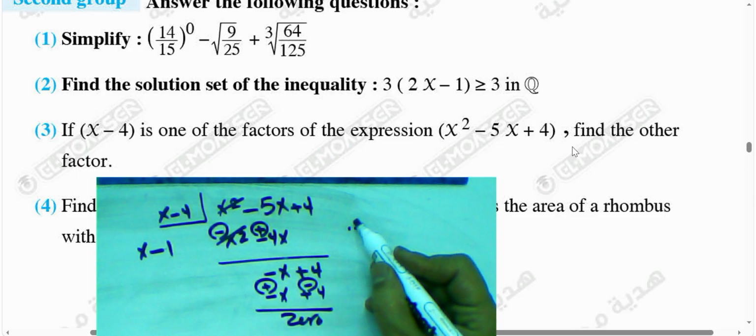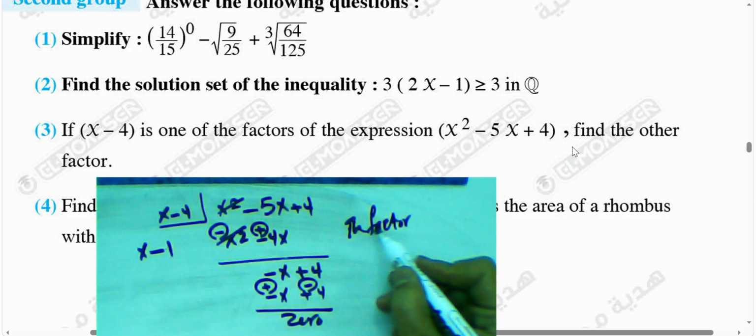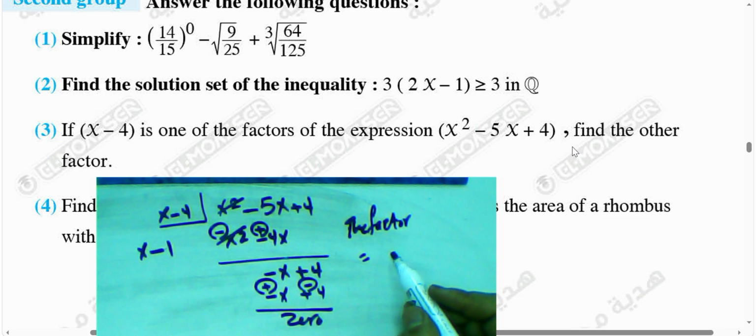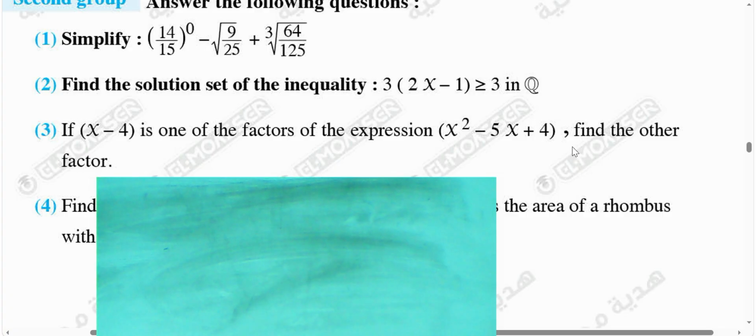Then the other factor will be equal to x minus 4. The other factor will be x minus 4. Okay, next question.